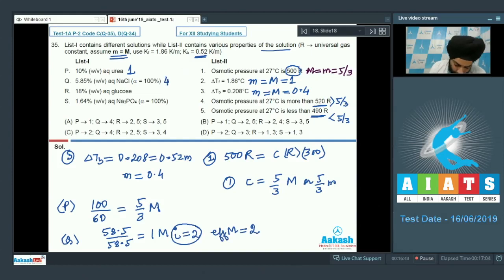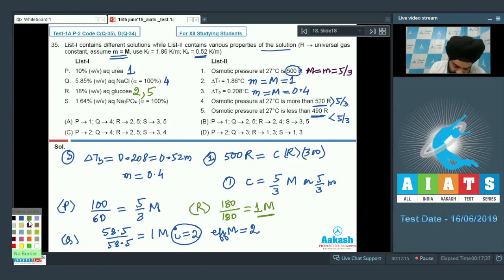If we talk about the third option now, in the R option, we have 18% weight by volume of aqueous glucose. So again, converting it into 1000 ml, we're going to have 180 grams of glucose. The molar mass of glucose is also 180. So it shall be equal to 1 molar. And the 1 molar will correspond to option 2, and it will also correspond to option 5.